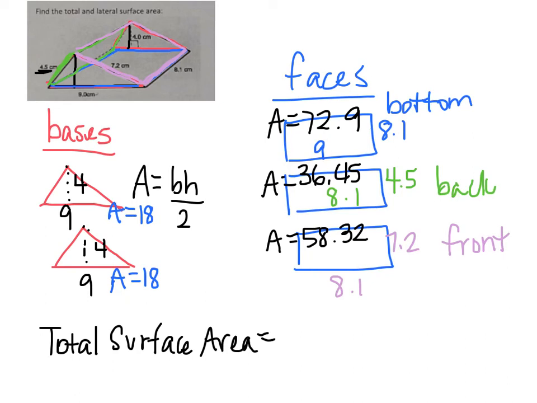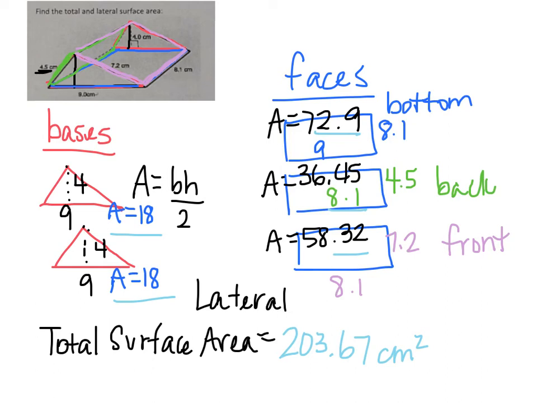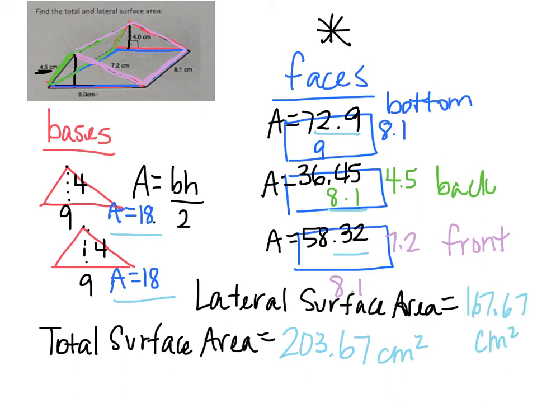All right, so to find the total surface area, I have to find the combined area of every single one of my pieces. So the total surface area is 203.67 centimeters squared. Now, if I want to find the lateral surface area, all I'm going to do is just the faces. So I have to subtract out 18 and 18 or subtract out 36. And that is 167.67 centimeters squared. Watch this one a couple of times if you're having a hard time with the dimensions.